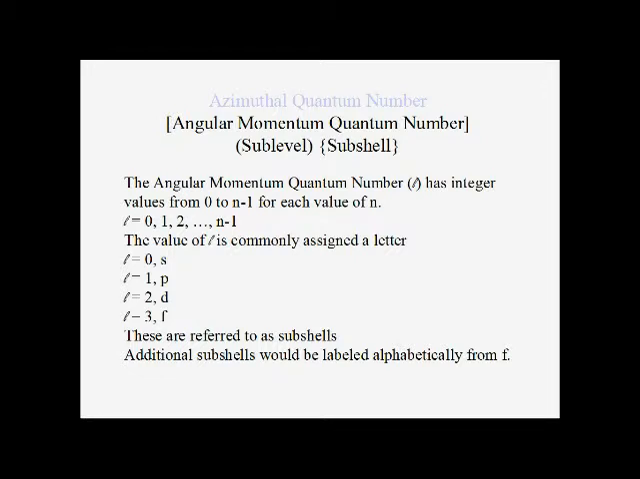It has values from 0 to n minus 1 for each value of n. So if n equals 1, it's going to have the value of 0. If n equals 2, then L can be 0 or 1. 2 minus 1 is 1. So the number of L values is always going to equal the number n. But it starts counting from 0, so the value of L will always stop 1 integer less than n.